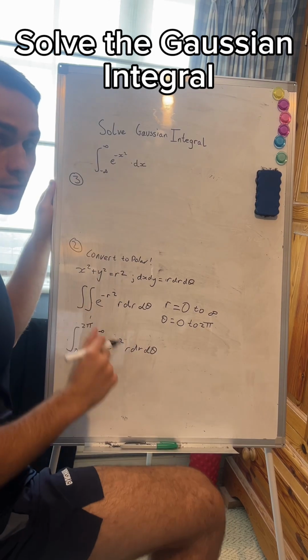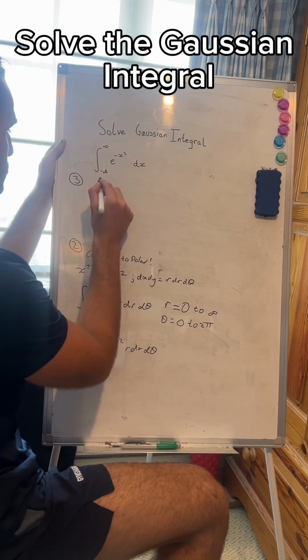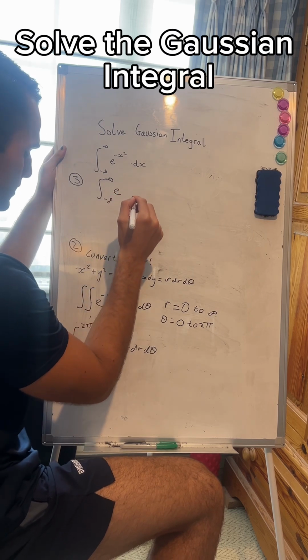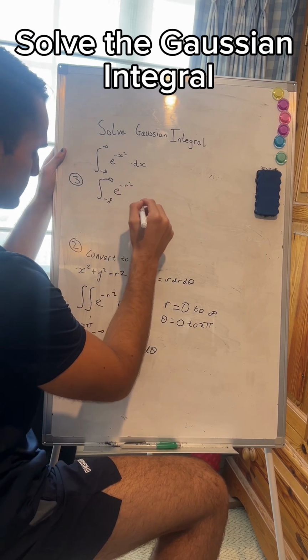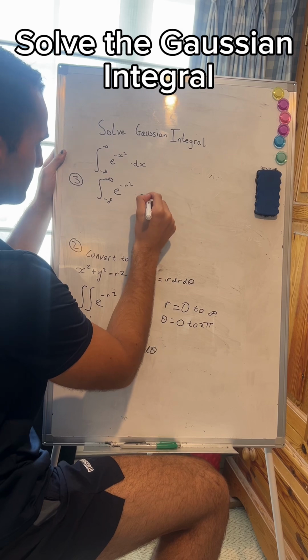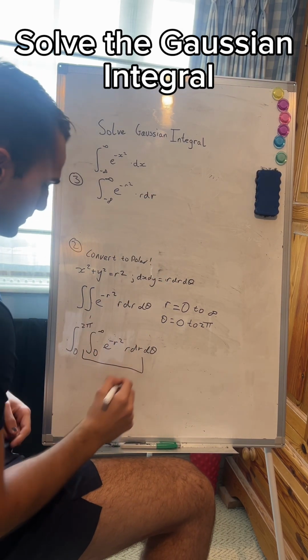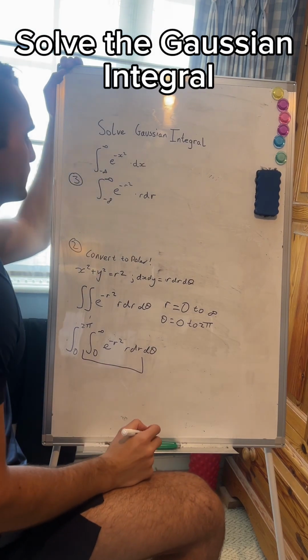Step 3, integrate the inner integral. So we've got this, right? Infinity minus infinity of e to the minus r squared times r dr. This is this part of the integral, right? The inner integral. So what is this?